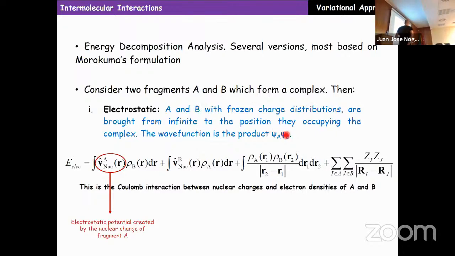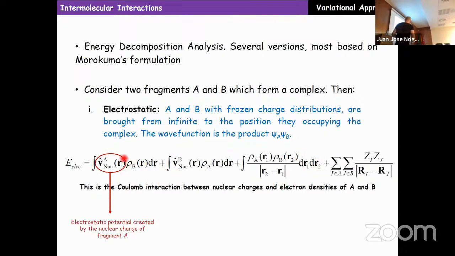So in the electrostatic energy, we consider A and B with frozen charge distributions, and they are brought together from infinity to the position they occupy in the complex. And the wave function in this step is just the Hartree product of the wave functions. So we don't let the electrons relax from one fragment and from the other fragment, and the nuclei also interact. So there is no electron relaxation. With this frozen electron distribution, I calculate all the electrostatic terms.